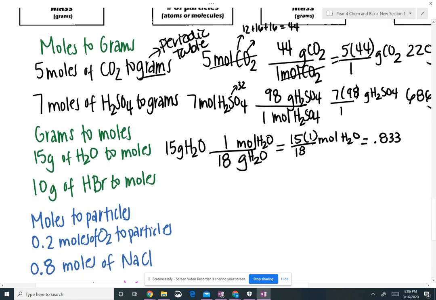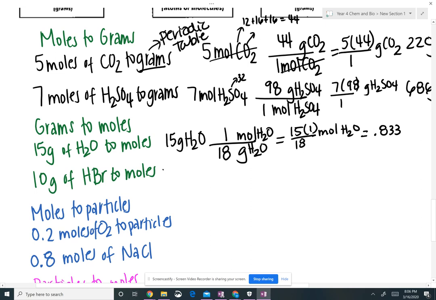The next thing you will see is that we have 10 grams of HBr. You are going to set up the exact same way. First, I have to make sure that my moles of Br is on the top and my grams of HBr is on the bottom. Then I look up on my periodic table how much bromine weighs, and you'll see that bromine weighs 80, plus 1, should be around 81 grams.